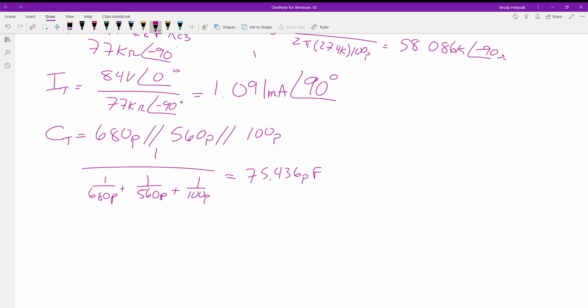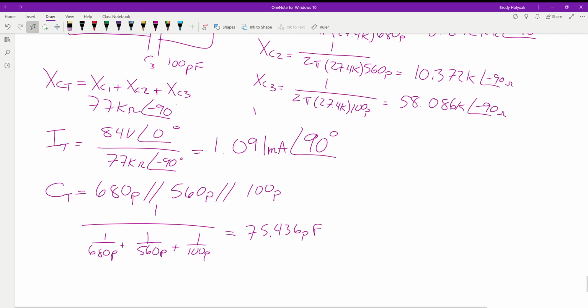Also, once you found your capacitance total, you could go back through and verify that our reactance total is correct. You take 1 over 2 pi times the 27.4 kilohertz and the 75.436 picofarads, take the inverse of that, and you end up with 77,000 ohms.